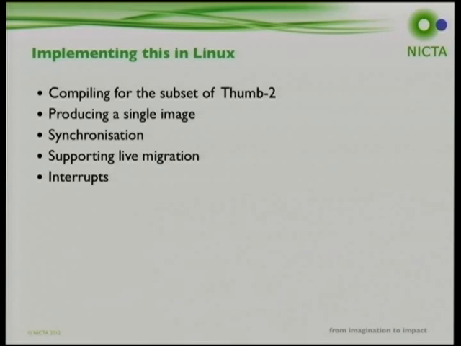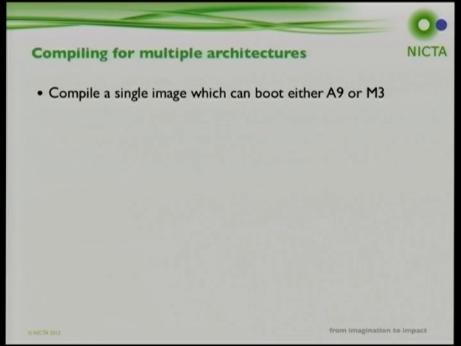To do this, there was a whole bunch more problems. I'm going to go through a few. To implement the restrictive model, we had to be able to compile into this subset of Thumb2, which had some challenges. We also wanted to produce a single image of Linux that could run on both A9s and M3s. Linux obviously doesn't do this at the moment, so there's a bunch of changes that need to be made there. We also need to support synchronization between the two subsystems, and we wanted to support live migration for offloading tasks. And we had some problems with interrupts, which I'll go through. So first, compiling for this subset of Thumb2.